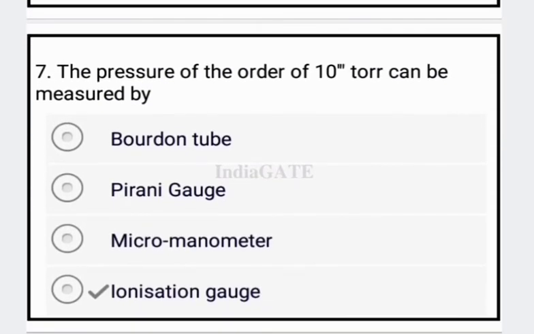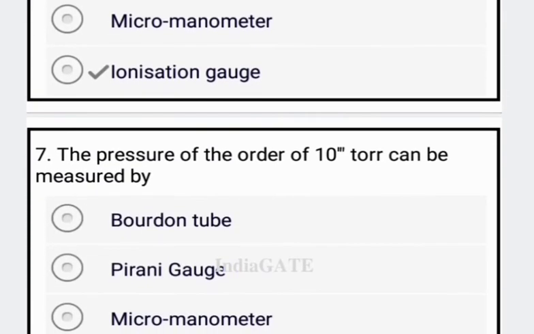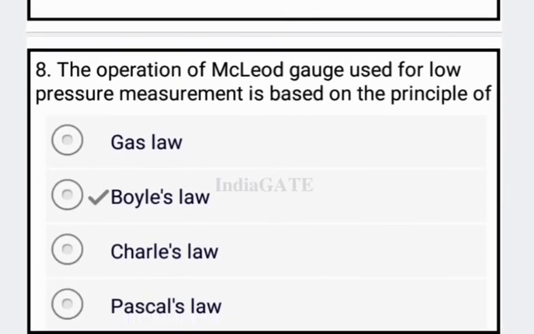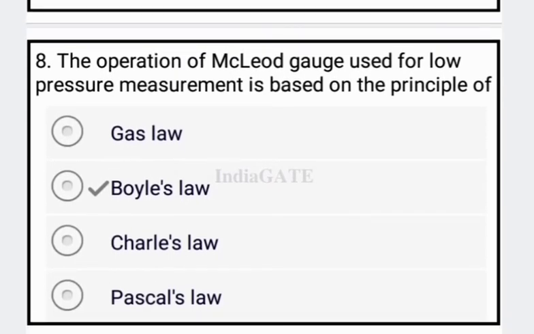Next question. The pressure of the order of 10 to the power of minus 6 torr can be measured by. So the correct answer is option D, that is ionization gauges. Next question. The operation of the McLeod gauge used for low pressure measurement is based on the principle of. So the correct answer is option B, that is Boyle's law.